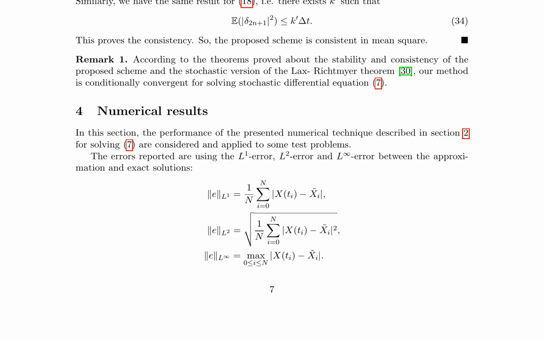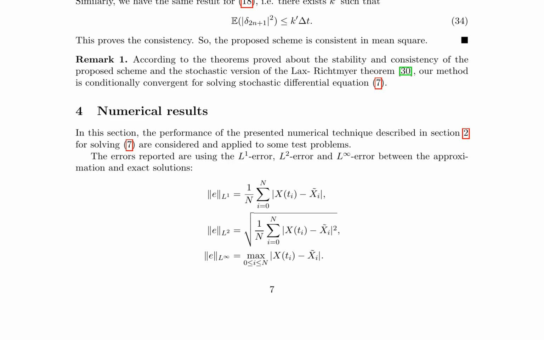A similar result is obtained for delta 2n plus 1, with an upper bound of k increment t. The authors remark that, in conjunction with the previously established stability results and the stochastic version of the Lax-Richtmyer theorem, the proposed method is conditionally convergent for solving stochastic differential equations.